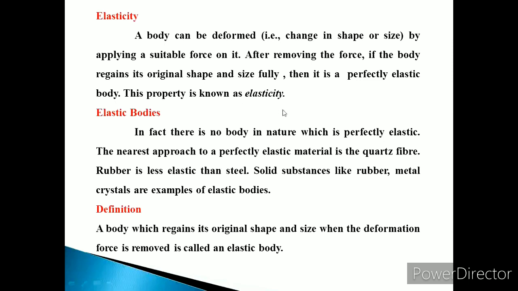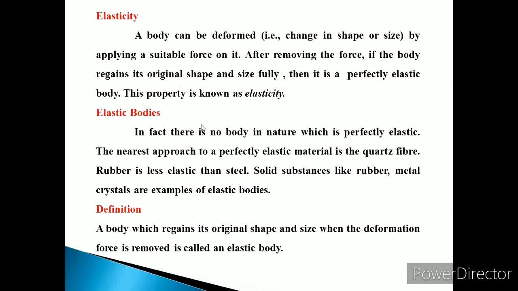So, once again, we apply an external force, which may be a compressive or elongation force. The body will be deformed. After removal of the force, the body regains its original shape. Such materials or bodies are known as elastic material, and this property is known as elasticity. So, now we are clear about what elasticity is and what are known as elastic bodies.